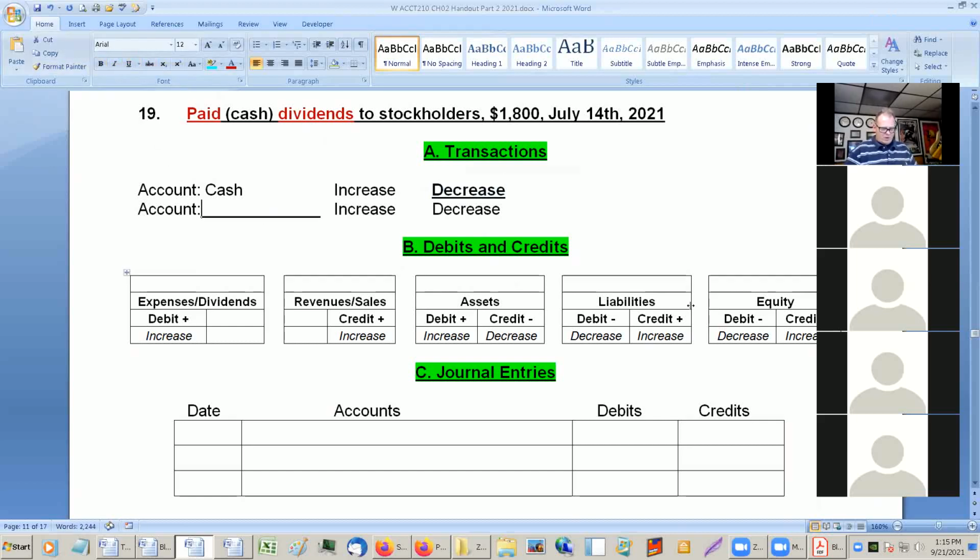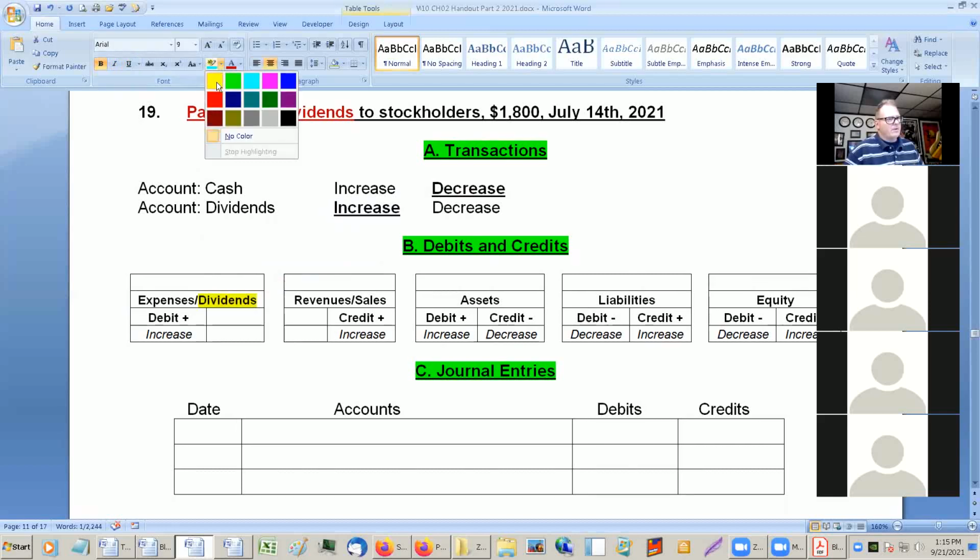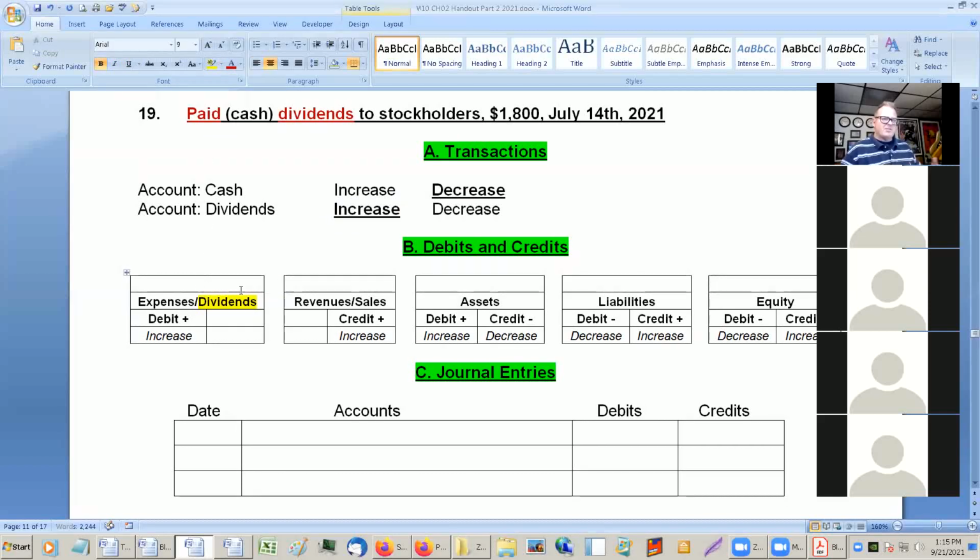And this is kind of the weird one. I've matched it up with the book, so it's the same way the book shows it. Dividends are shown as an increase here. Now they're not an expense, but there's a similarity in that it's cash going out. So dividends are a little bit tricky.